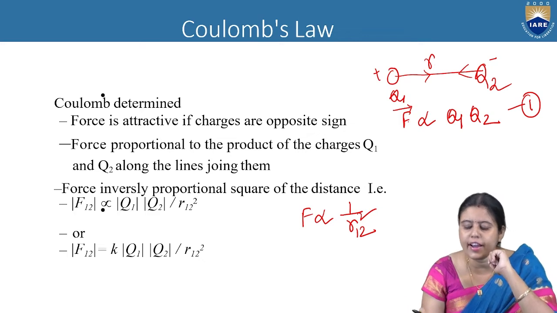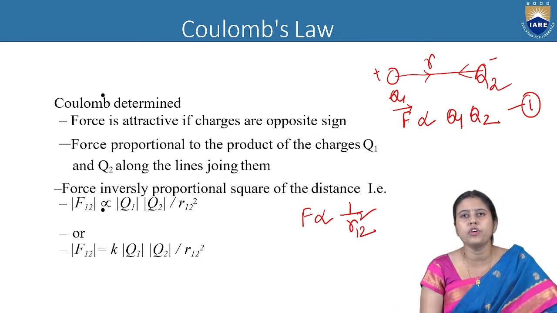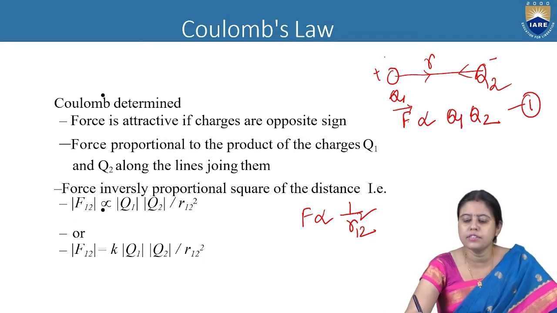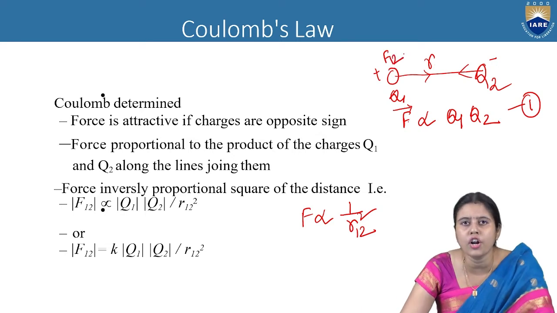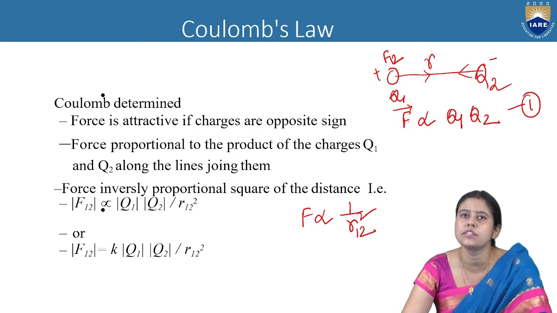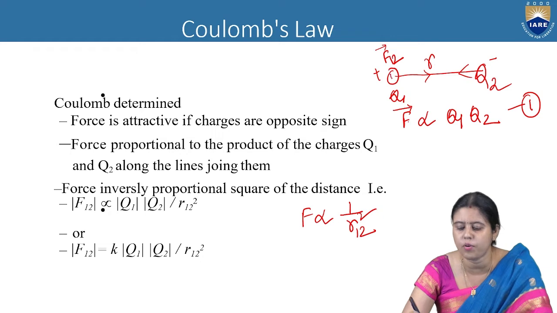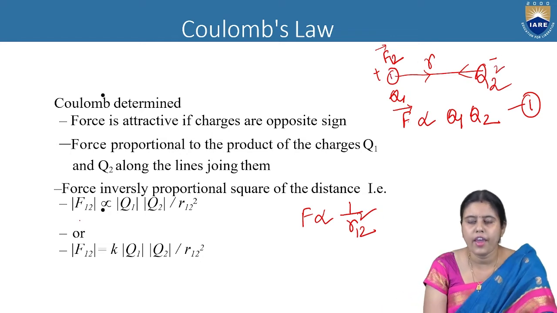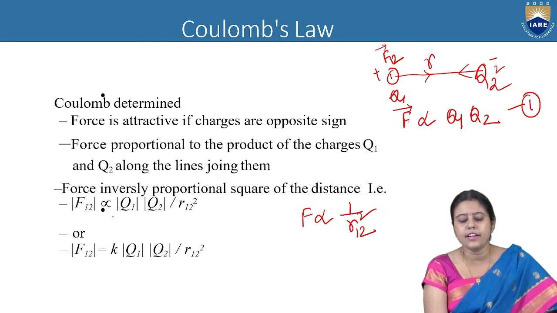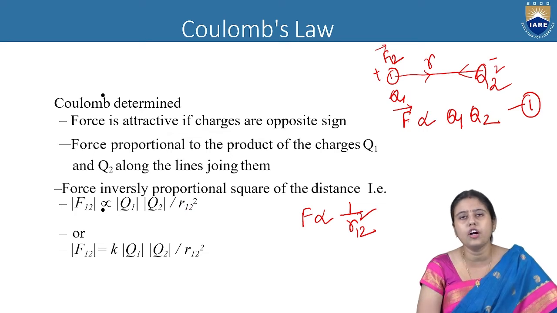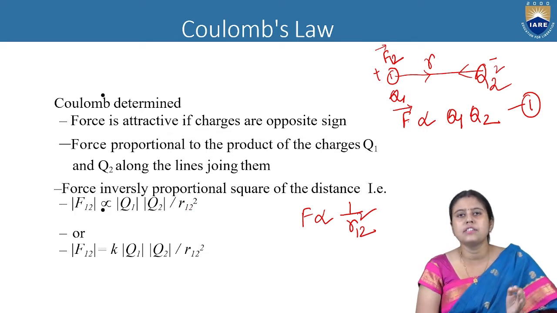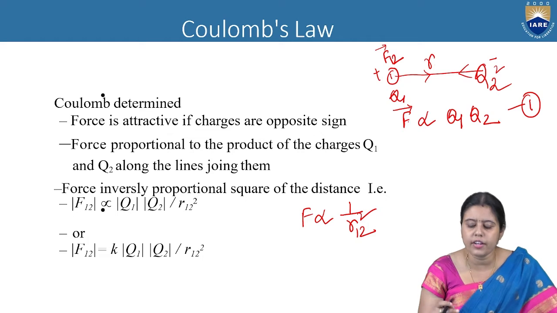So if we write the two equations together, we get F12. This is our F12, force on the first charge due to the second charge, where this is 1 and this is 2. F12 is directly proportional to Q1 Q2 divided by R12 squared. What is the meaning of R12? R12 means the distance between 1 and 2. So this is the proportionality equation.